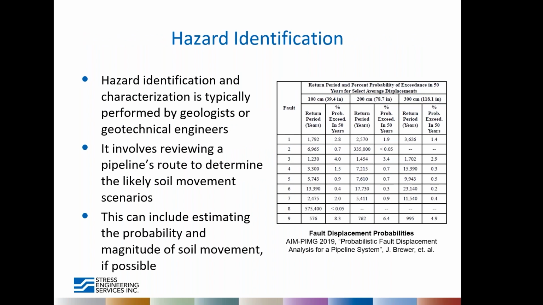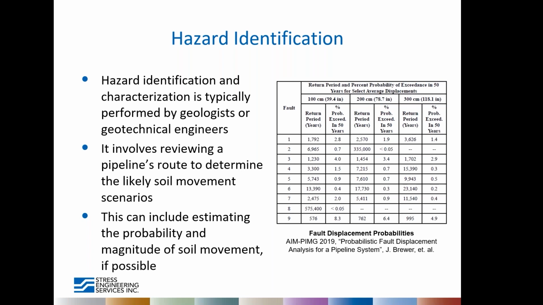Hazard identification is typically performed by geologists or geotechnical engineers. Really, what it involves is reviewing the pipeline's route to determine what types of soil movement and the magnitude of soil movement that's likely in a region. What you can actually see on the right is a table from a publication by Stress Engineering and Golder, which was an earthquake risk management paper, where you can actually see for given faults, we have defined the probability of set distances of soil movement. And this really was the input for an assessment to determine the risk of a pipeline operating.